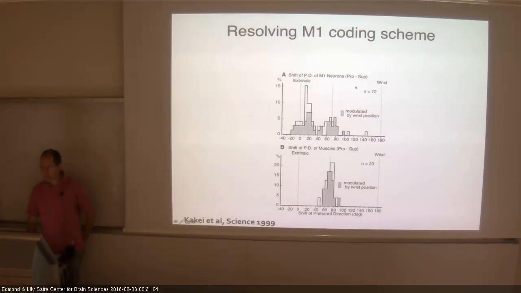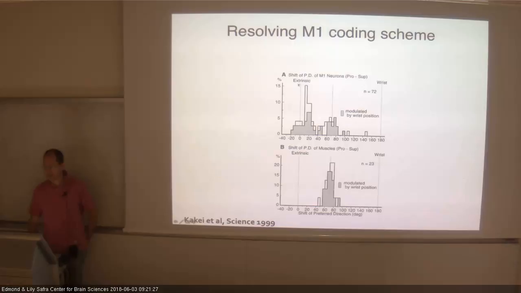And so this is for the cells, and this is for the muscles. And you can see maybe the muscles are a little bit less than 90. So the muscles change their direction around 70 degrees. Okay? And so this is the muscle hypothesis. If all the cells would encode in motor coordinates, we'd expect them to move by this amount. This will be the shift in the preferred direction between the pronation and supination. And this is what they got in the cells.